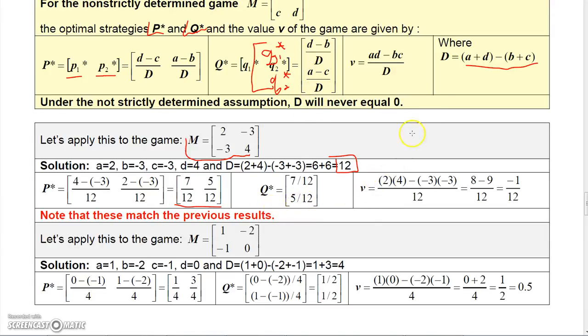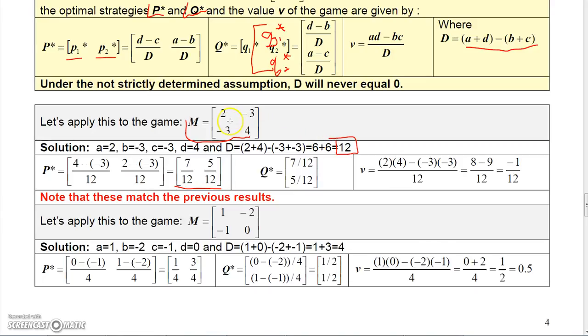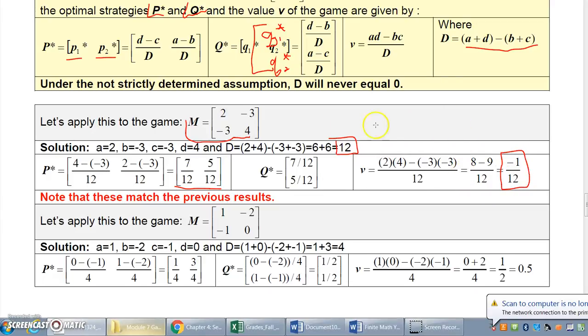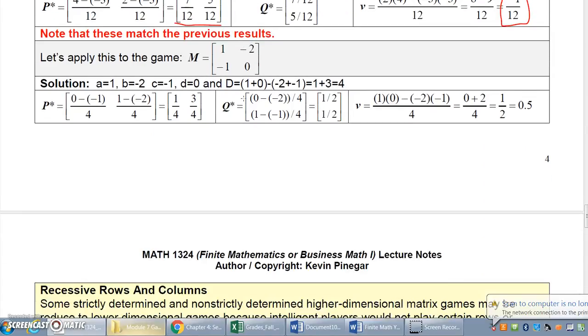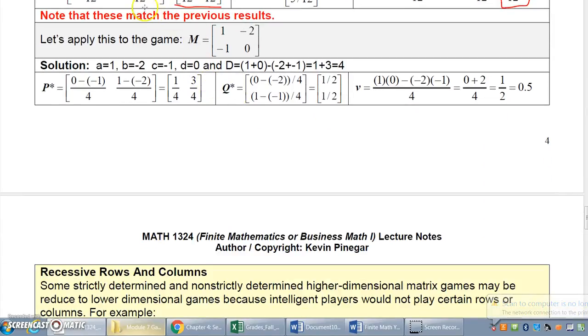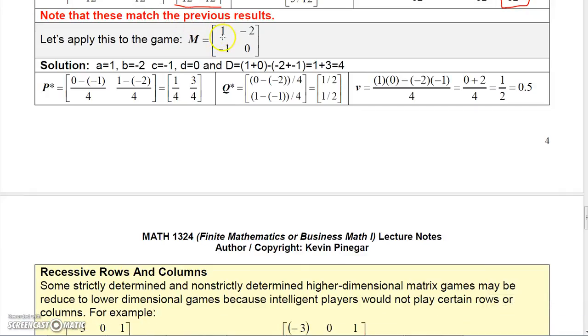And now V would be AD minus BC over D. So AD minus BC would be 2 times 4, which is 8, minus -3 times -3, so it's 9. So 8 minus 9 would be -1, so that would be -1 twelfth. So therefore, you can see these match the previous results that we got. Let's apply it to another game. Let's say we have this game, 1, -2, -1, 0.